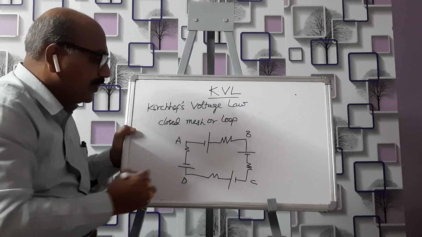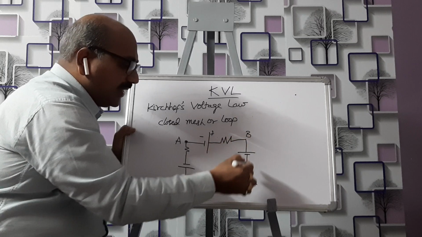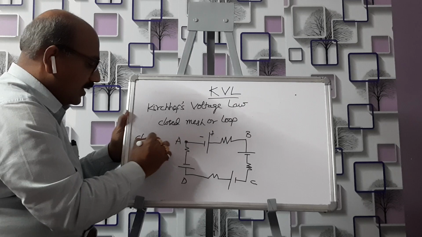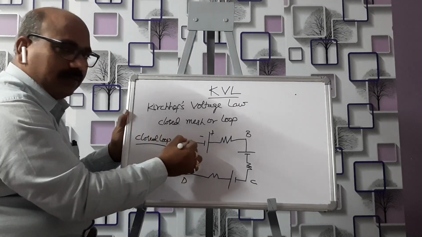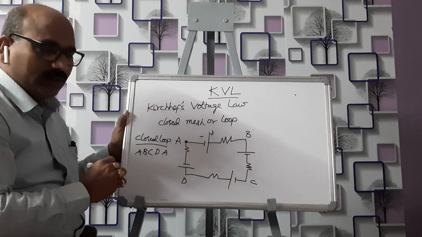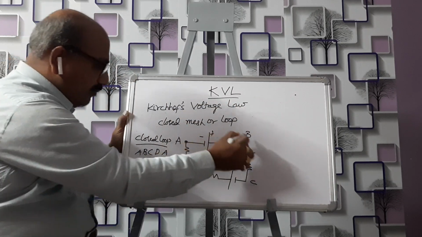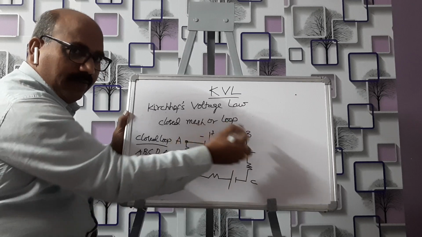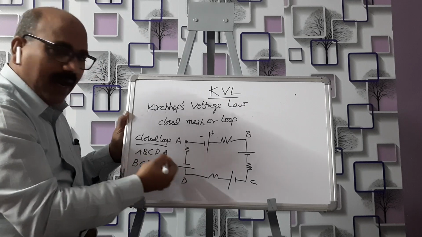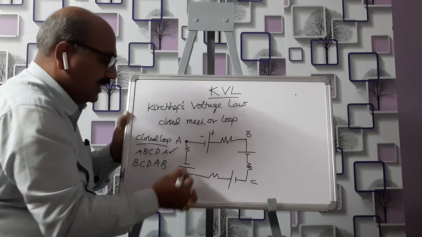What is a closed loop? A closed loop is nothing but if you start with one node, it must end with that node. For example, if I start with node A, then A, B, C, D, A is a closed loop. Suppose you start with B, then the closed loop is B, C, D, A, B. Are you following? But I am selecting this loop, A, B, C, D, A.